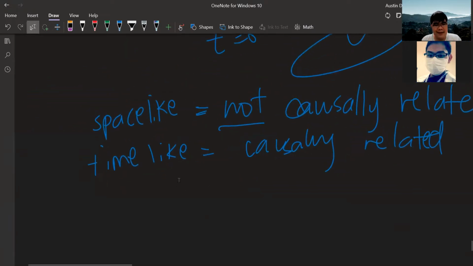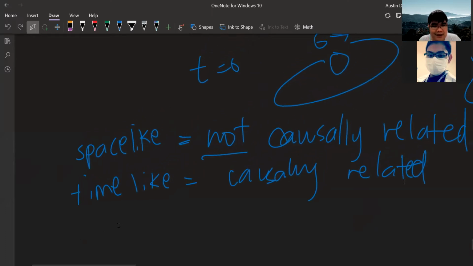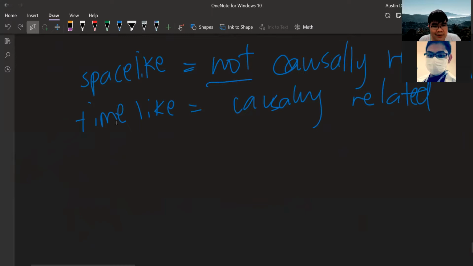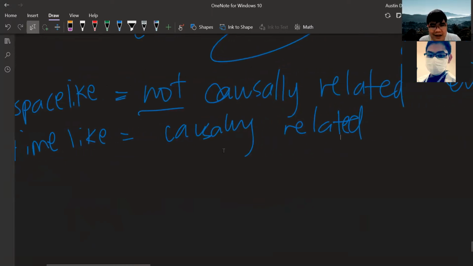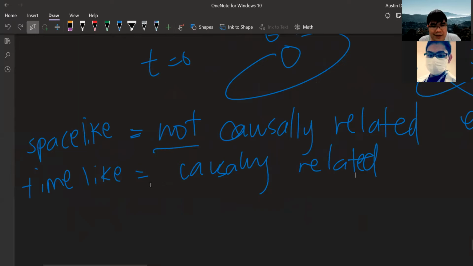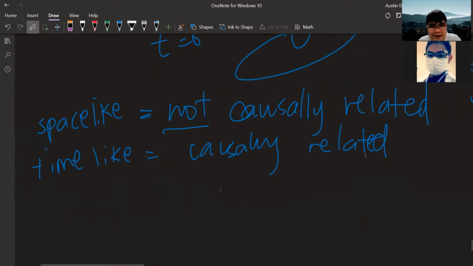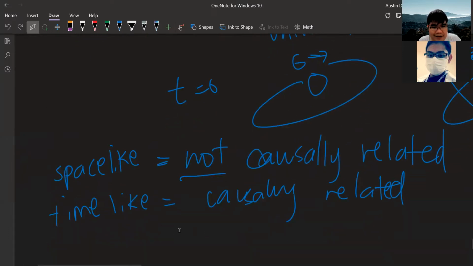So yung mga time-like events would be the things that happen due to before and after. So kunwari yung kapatid mo umutot, tapos naamoy mo siya at some time, those are time-like events kasi they are causally related. Pwedeng mag-travel yung news at the speed of light. So those are time-like events.